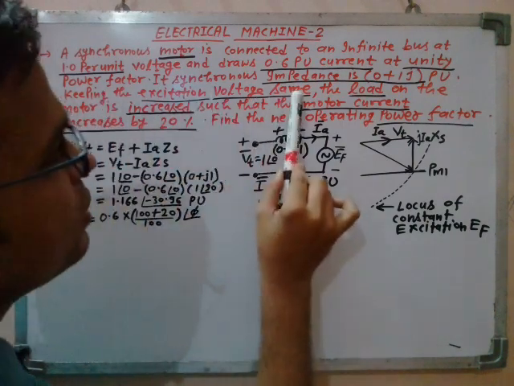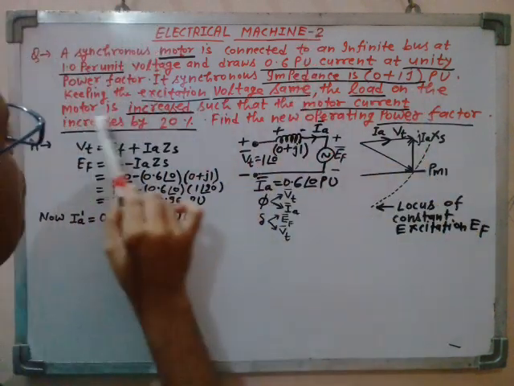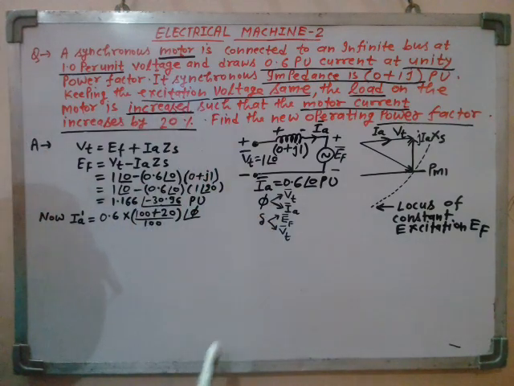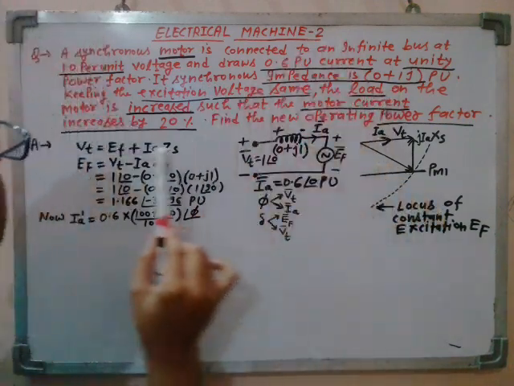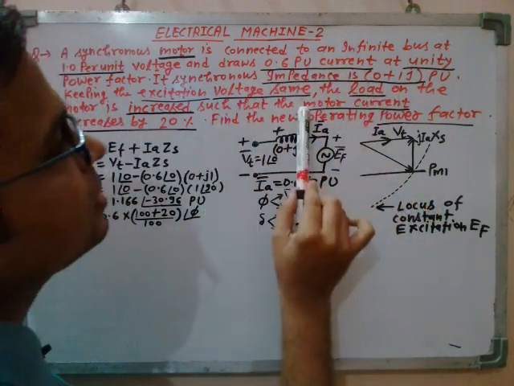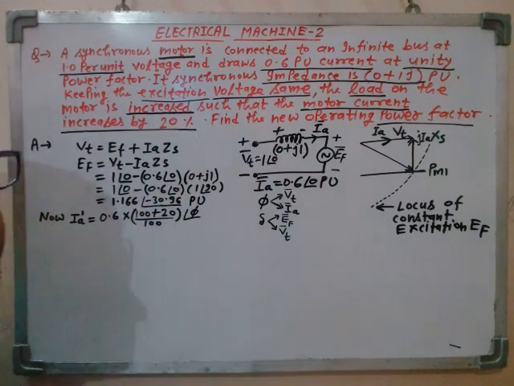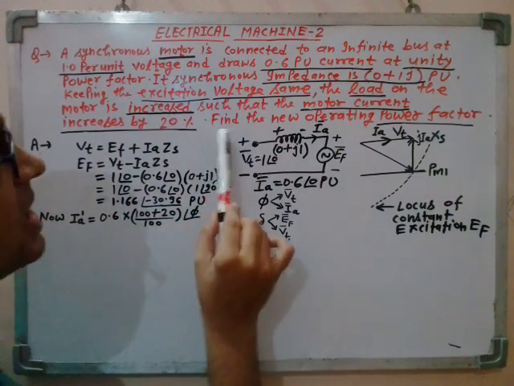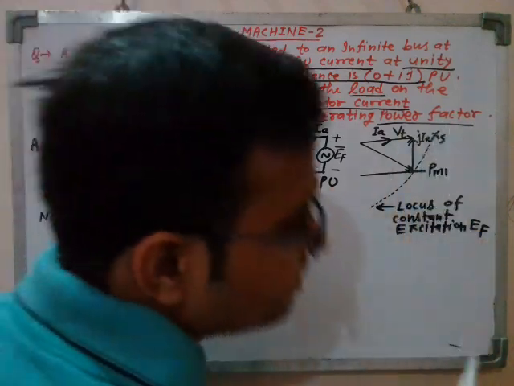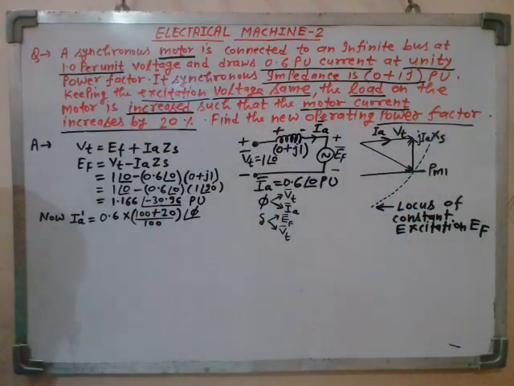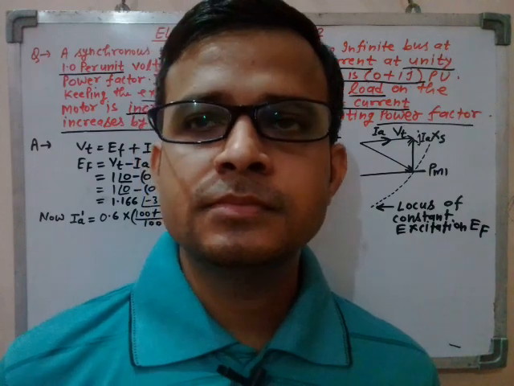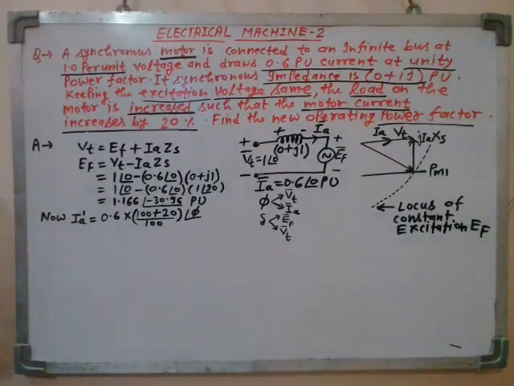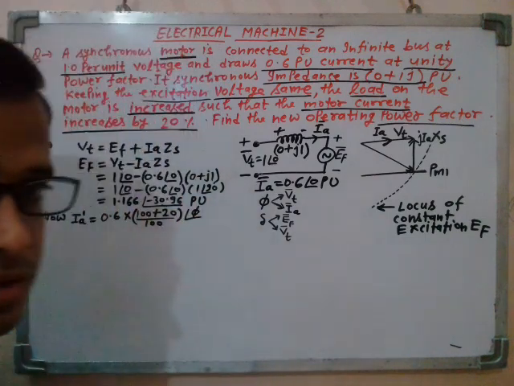Keeping the excitation voltage same, the load on the motor is increased now. He is saying keep the excitation same and increase the load on the motor such that the motor current increases by 20%. In that case you have to find the new operating power factor. So can you tell me what is the operating power factor for the new case? Just by drawing the phasor diagram you can tell.